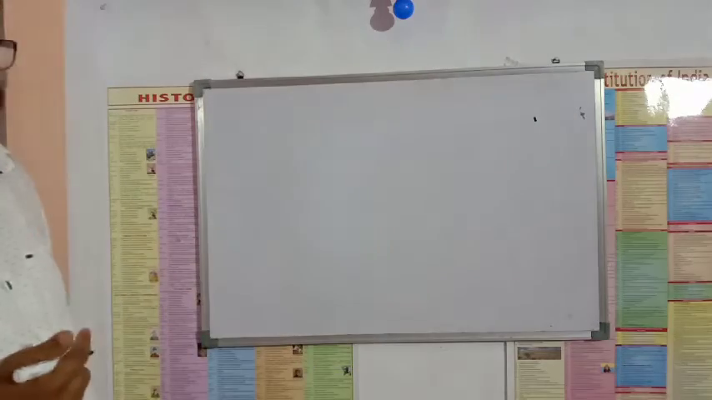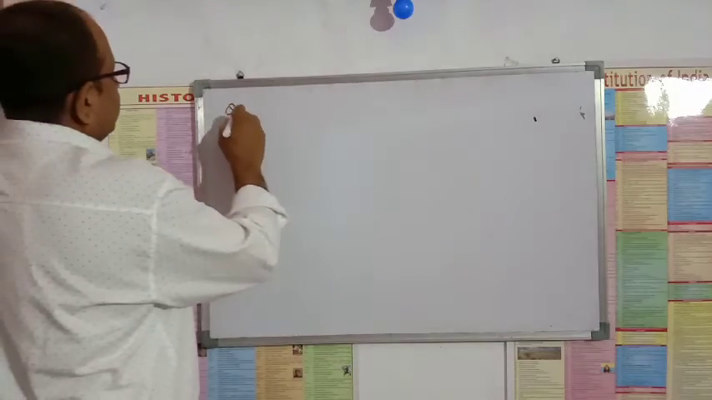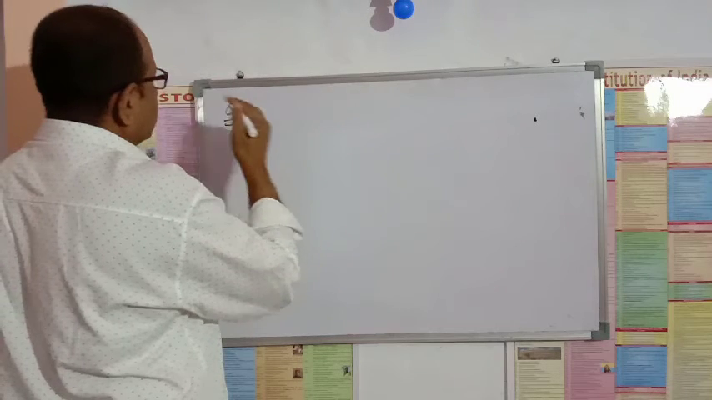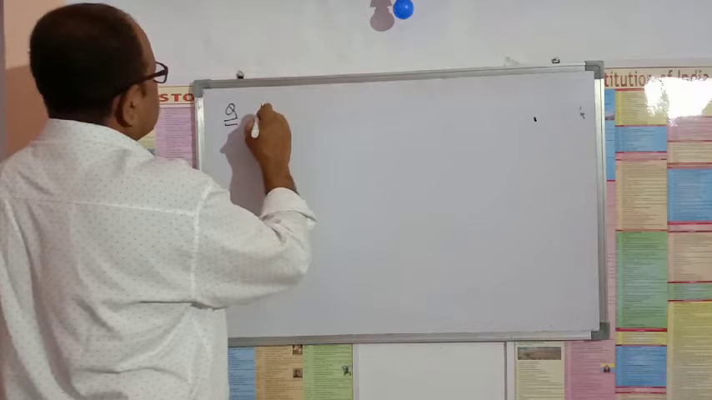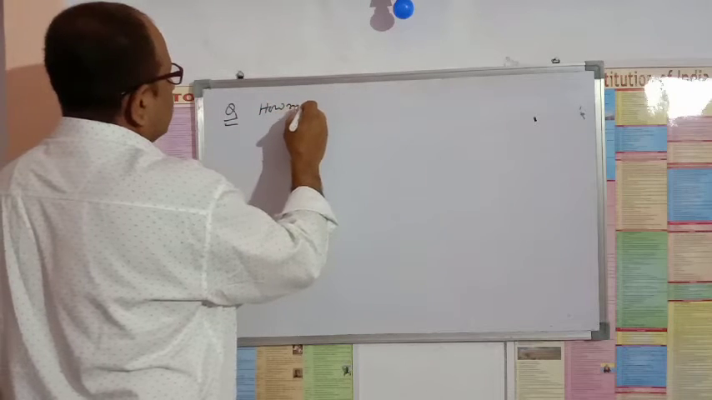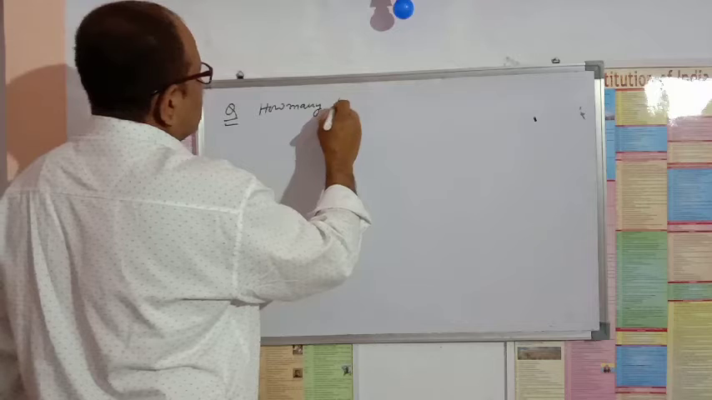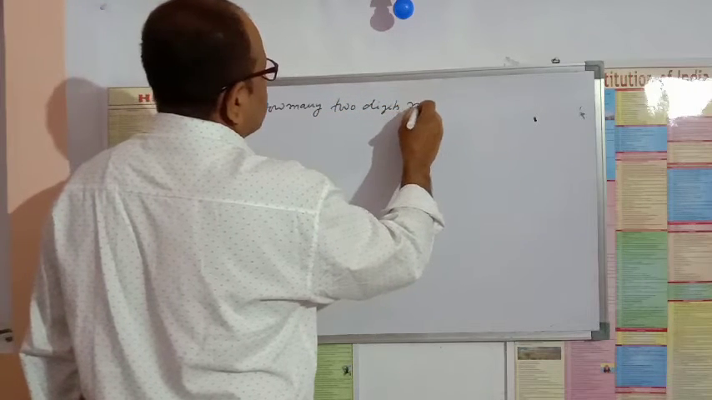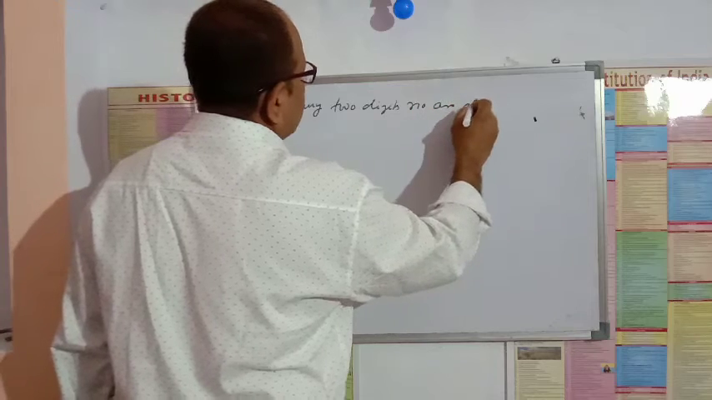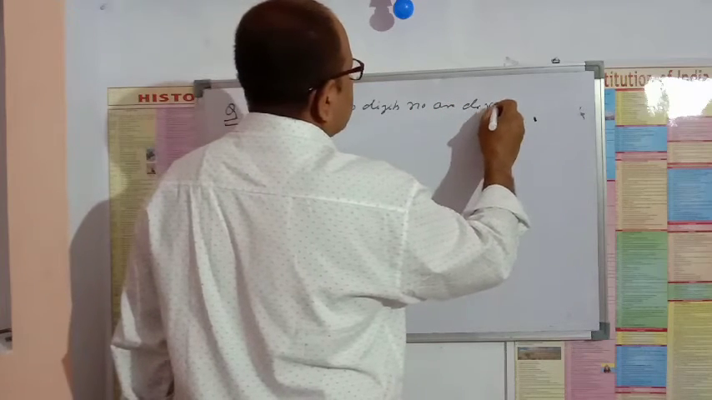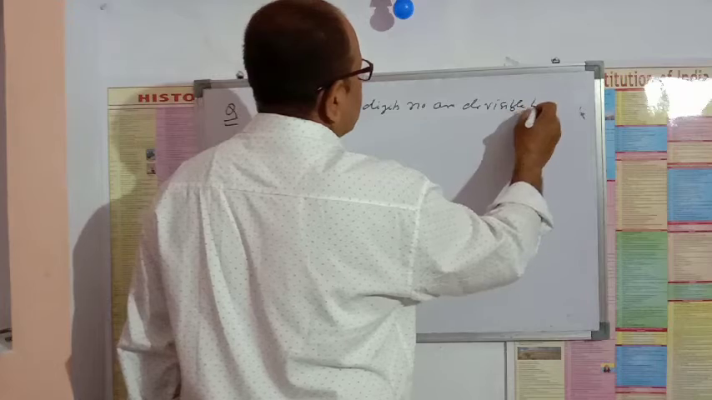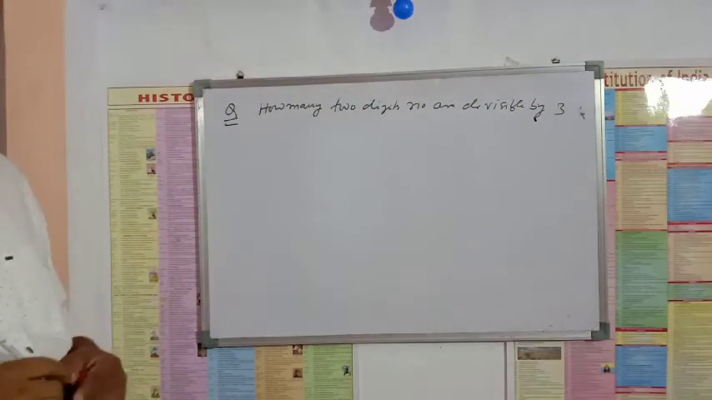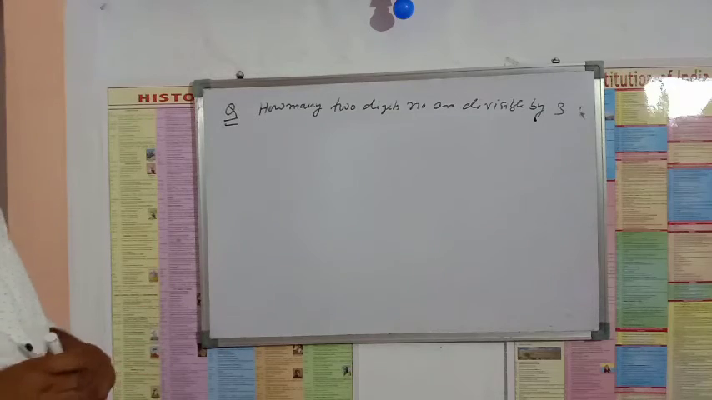Let us discuss some problems. See the first question. How many two digit numbers are divisible by 3? We have to find it.